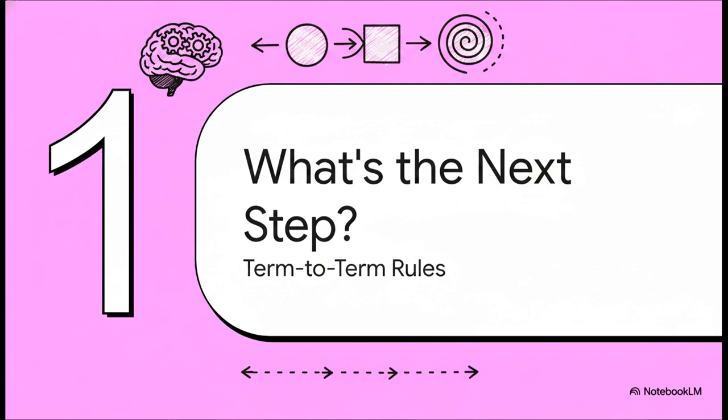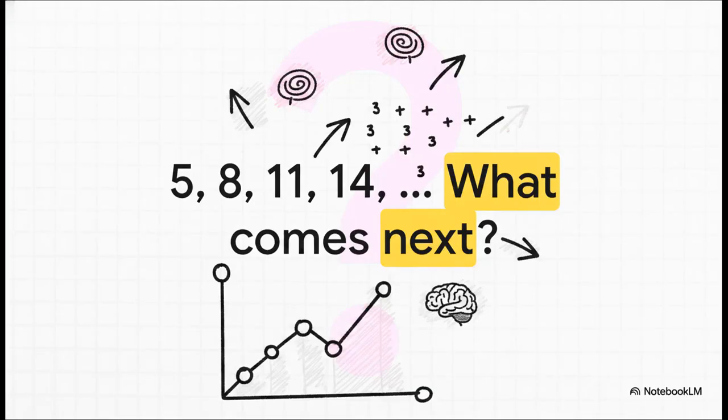So, first up, let's talk about the most basic way our brains see patterns. Just figuring out what's next by looking at what just happened. This is called the term-to-term rule. Okay, have a look at this. 5, 8, 11, 14. Your brain is probably already firing away, trying to figure out the connection, right? What do you think the next number is?